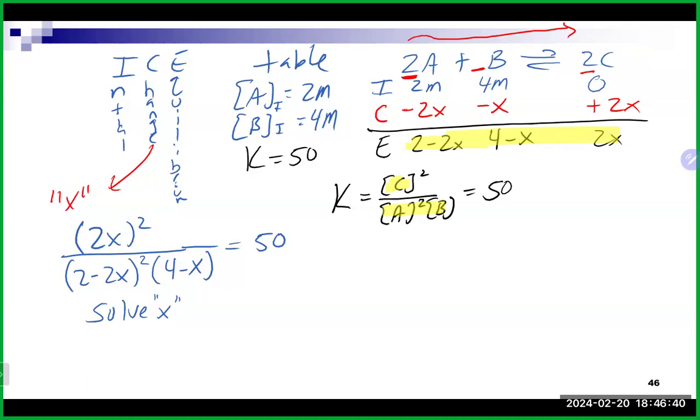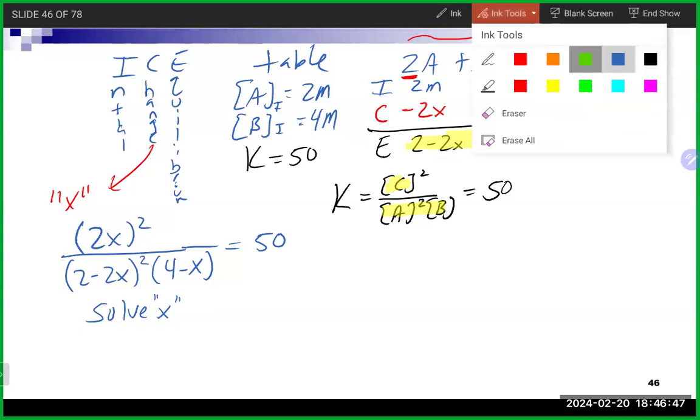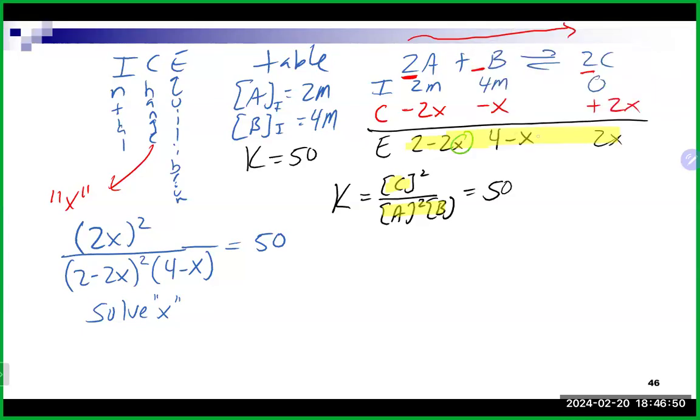So what is x really important for? Once you solve for x, that x value will be the x value you see in the table on the equilibrium line. So that will be this x value, this x value, and that x value right there. What that allows you to do is get a number for the equilibrium concentrations, in my example here, of A, B, and C. Any questions on that?